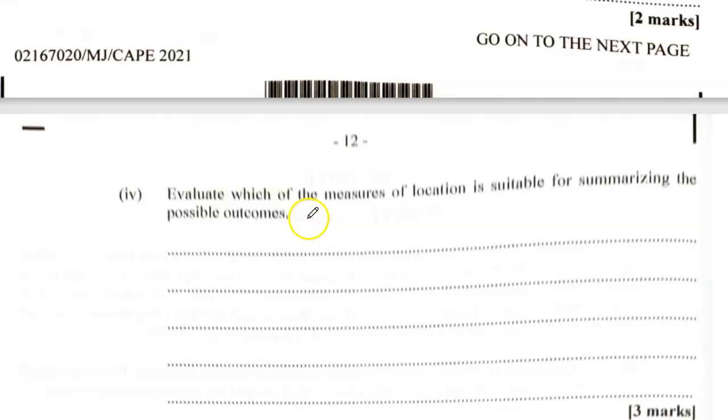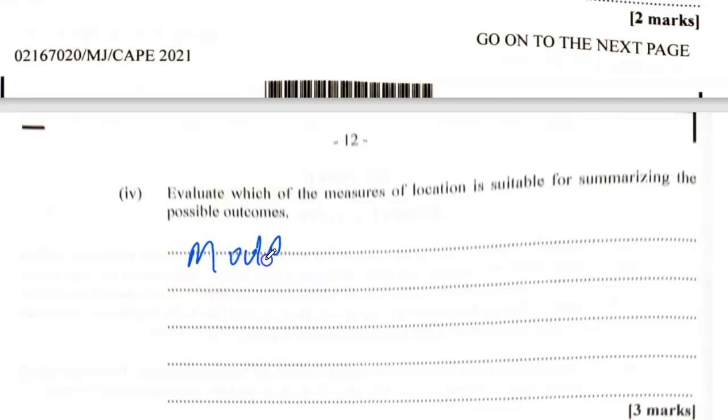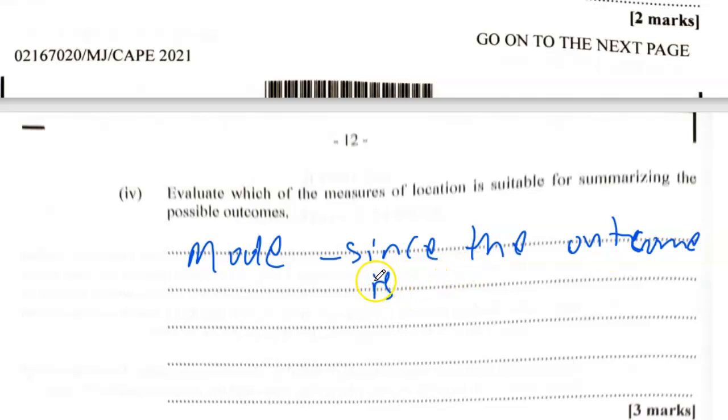Evaluate which of the values of location is suitable in summarizing the possible outcomes. And then this would definitely be the mode. All right, mode, since the outcome is categorical, or I could say qualitative.